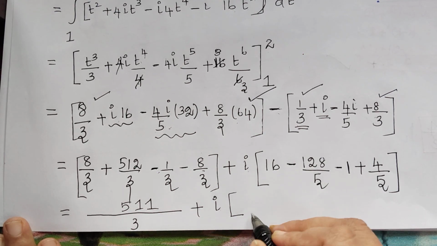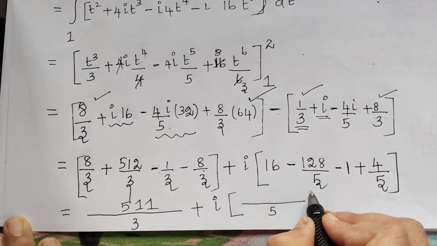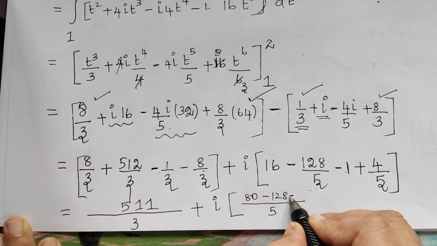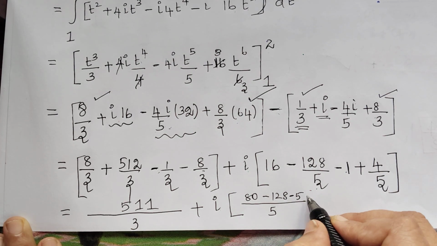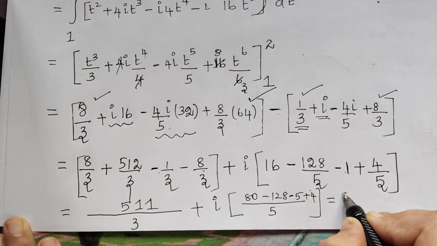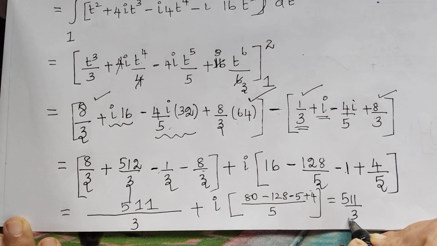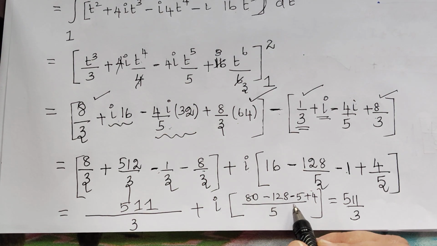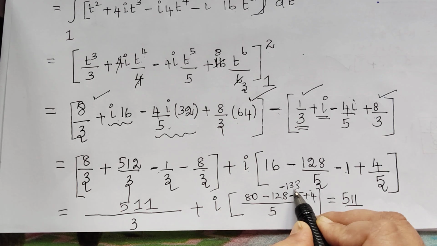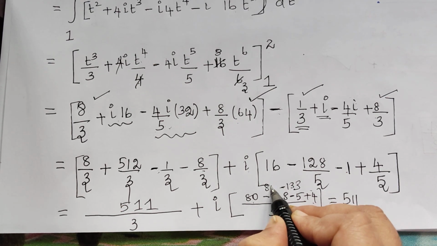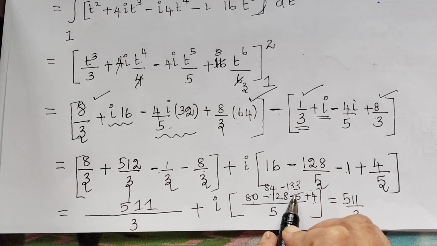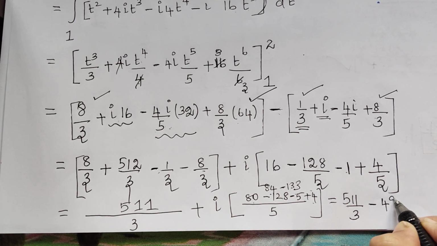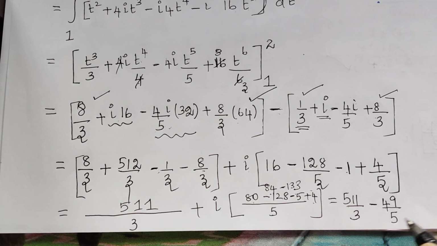Now here if you see, the LCM is 5. So 16 multiplied with 5 is 80. 128 remains as it is. 5 multiplied with 1, so minus 5. And here also 4 remains as it is. And we see that it is 511 divided by 3. And here we have minus 128 minus 5, which will be minus 133. And then 80 plus 4, so 84. So 84 minus 133, which will be minus 49. So it will be minus 49, and this 5 in the denominator and i.